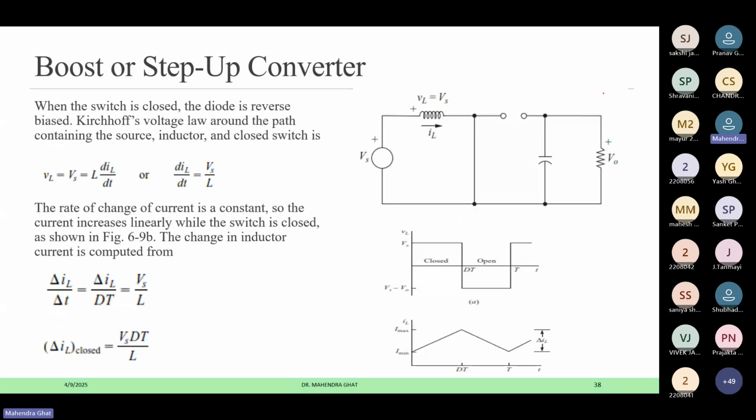So when the switch is closed, this is the closed position, the diode is getting reverse biased, and the current is flowing in this direction. So the voltage across this is getting applied as Vs. You can see this voltage is getting applied, and the current is flowing in the increasing direction. So VL is equal to Vs. Simple Kirchhoff's voltage law, and inductor voltage is nothing but L dIL by dt. So if I simplify this equation, dIL by dt is equal to Vs by L.